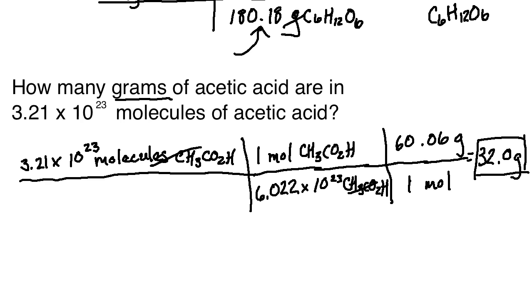So what that means is that if I were to count out 3.21 times 10 to the 23rd acetic acid molecules, they should weigh out to 32 grams if I were to put them on a scale. All right, so that is some of the math involved in these conversions when we're working with them. So what I'm going to do next, I'm going to bring up some multiple choice questions that I've created.